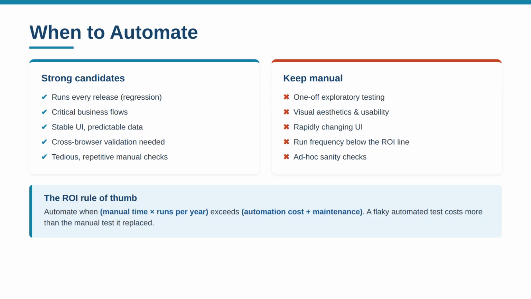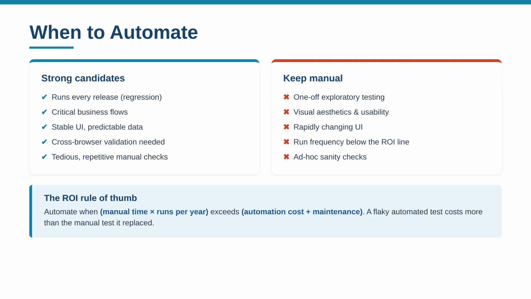Your time is better spent on exploratory testing. Keep these manual: one-off exploratory testing where you are actively thinking about what could go wrong and using your judgment to probe. Visual aesthetics and usability, where a human eye is the sensor and no assertion can replace it. Rapidly changing UI, where the cost of updating automation exceeds the cost of running it manually. And anything that runs so rarely that the return on investment is negative.